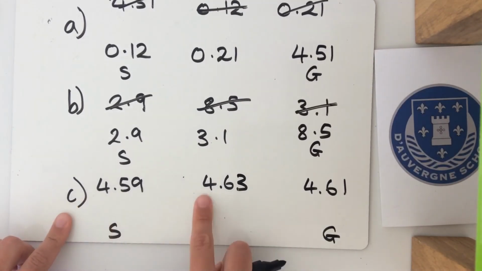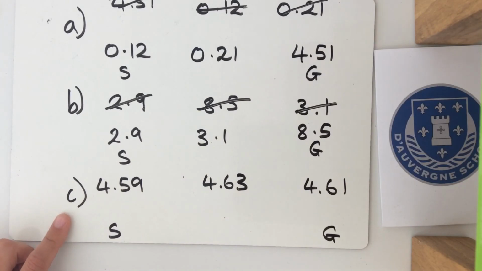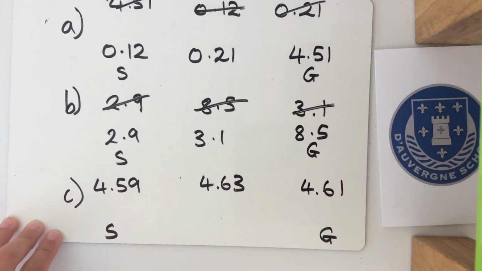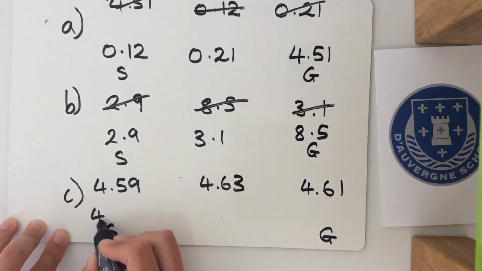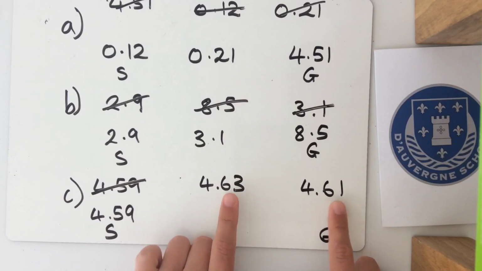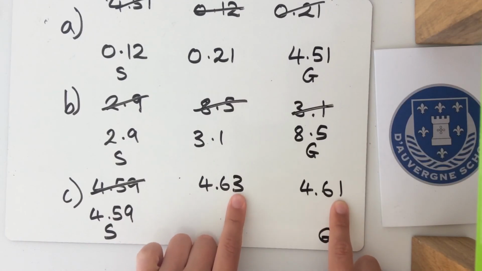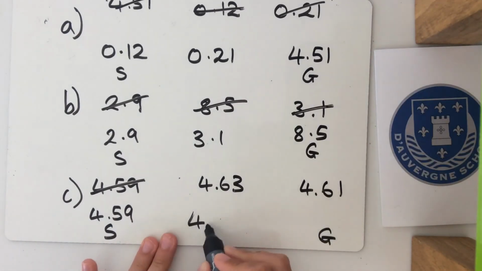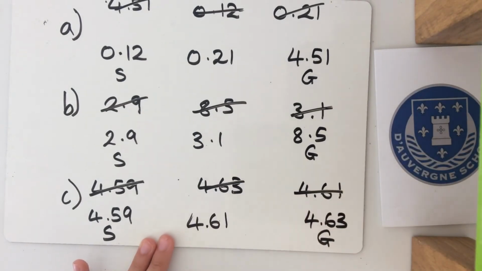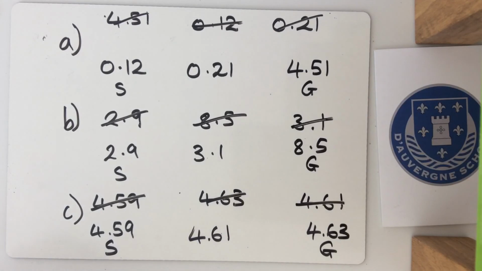Let's look at our ones column. They've all got 4. Let's look at our tenths column. We've got 5, 6 and 6. Which one's the smallest? It's 4.59. Then we need to go to our hundredths column. Which one's the smallest? 4.61. And our greatest is 4.63. So well done if you got that correct.